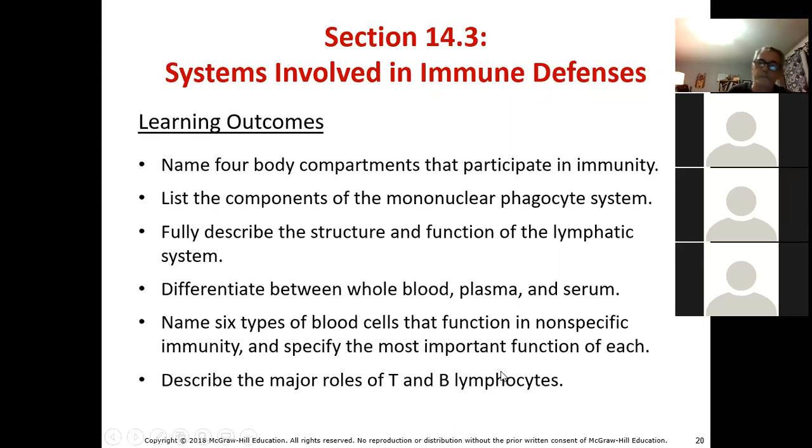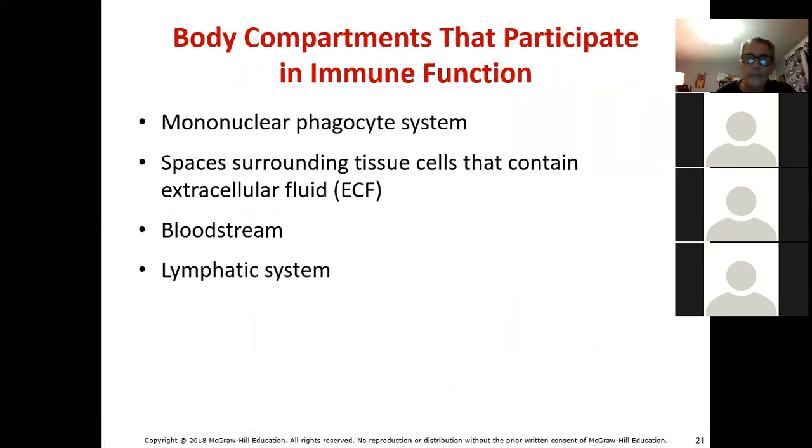The B cells are the only cells in our body responsible for making antibodies, though they can make them as part of the innate immunity, and they can also develop memory of the antigen. There are several different kinds of T cells, and we'll talk about their role. For the body compartments that participate in immune function, in the phagocytic system, we have a couple of different kinds of phagocytic cells. Then there are the spaces surrounding tissues that contain the extracellular fluid, our bloodstream, where immune cells circulate, and our lymphatic system, which also has immune cells in it.